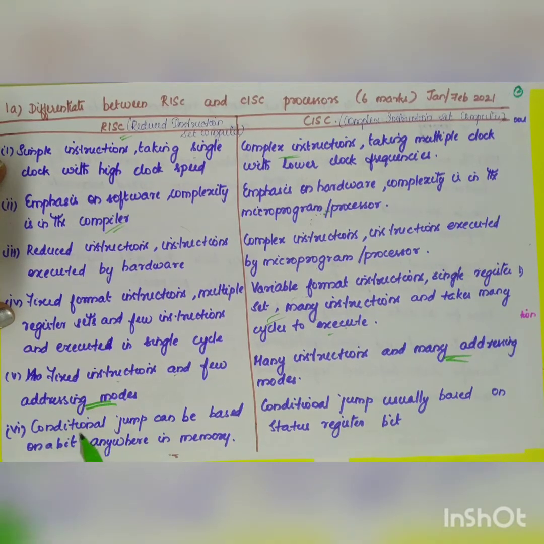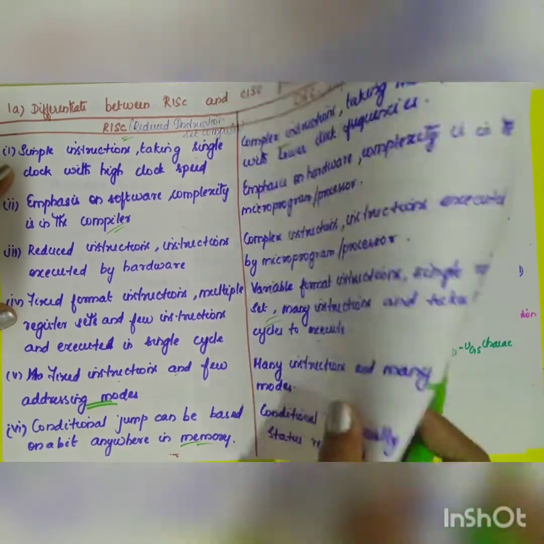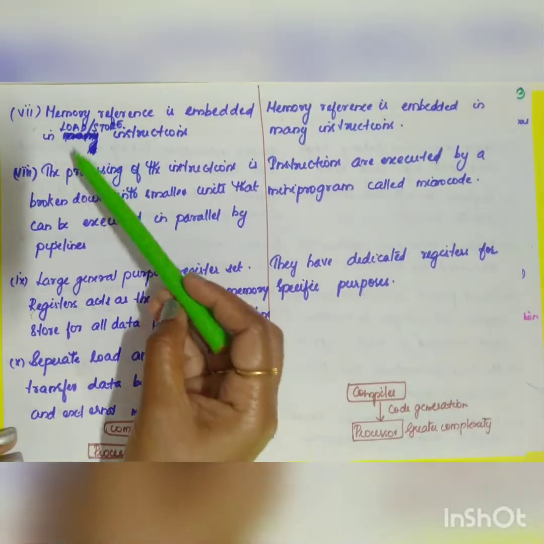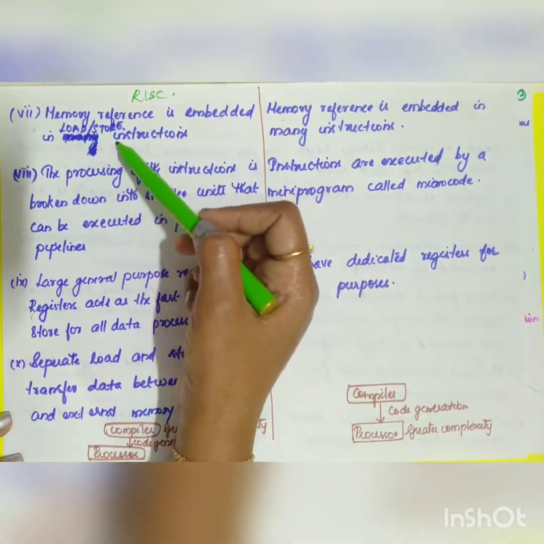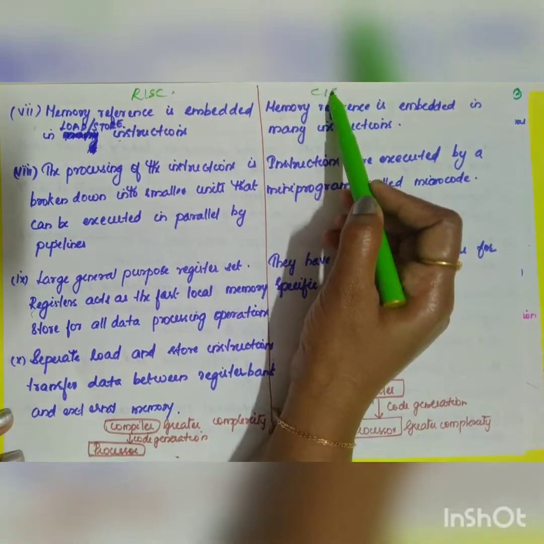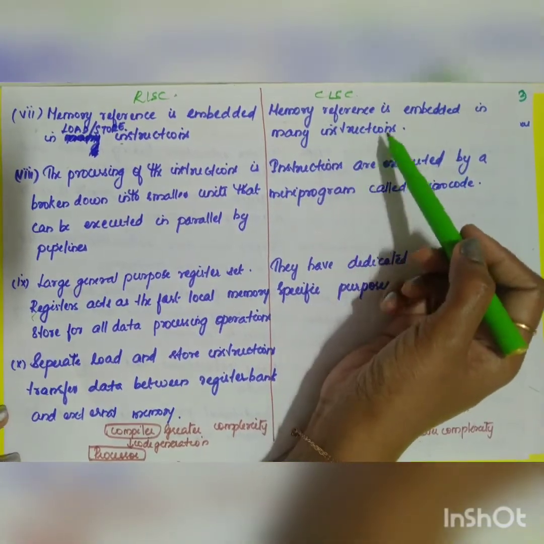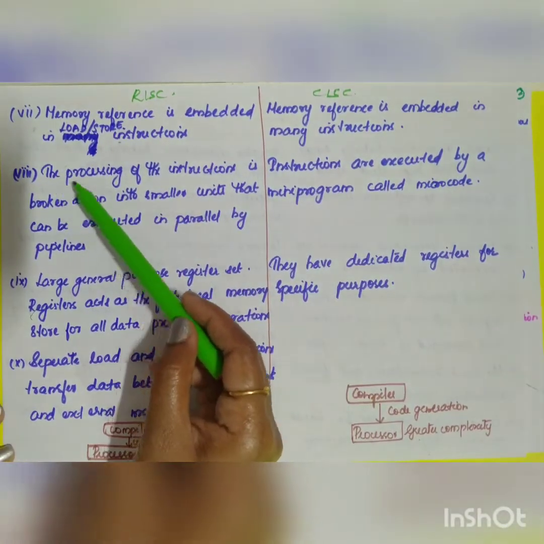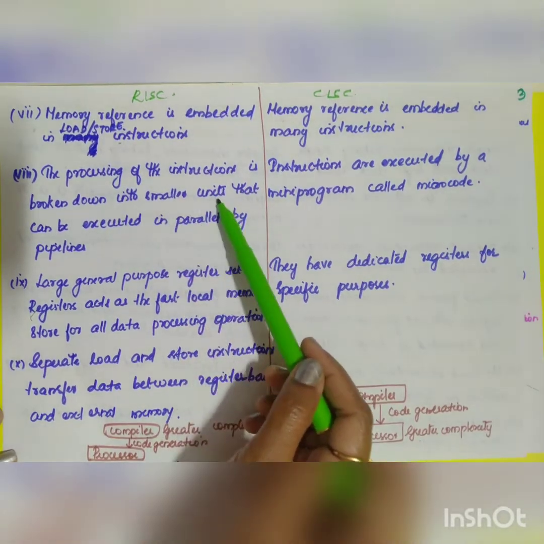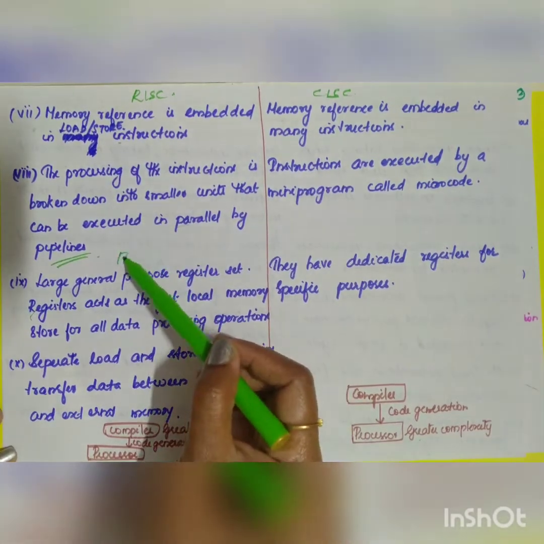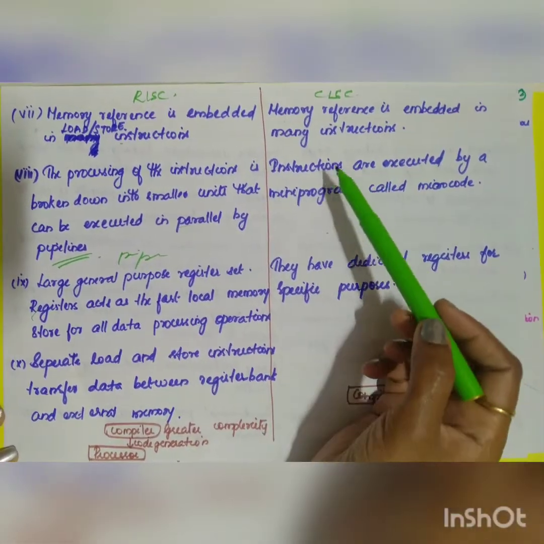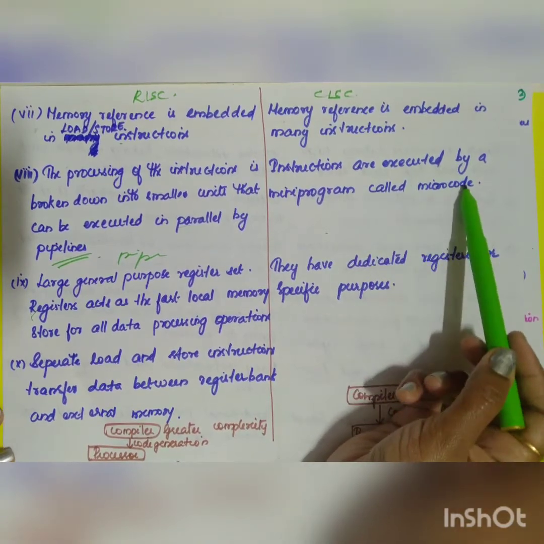In RISC, a conditional jump can be based on a bit anywhere in memory, whereas in CISC the conditional jump is usually based on the status register bit. The next difference: in RISC, memory references are embedded in load or store instructions, whereas in CISC the memory reference is embedded in many instructions. The processing of an instruction is broken down into smaller units that can be executed in parallel by pipelines. That is, pipeline execution is easy in RISC, while here it is hard. In CISC, instructions are executed by a mini program called microcode.